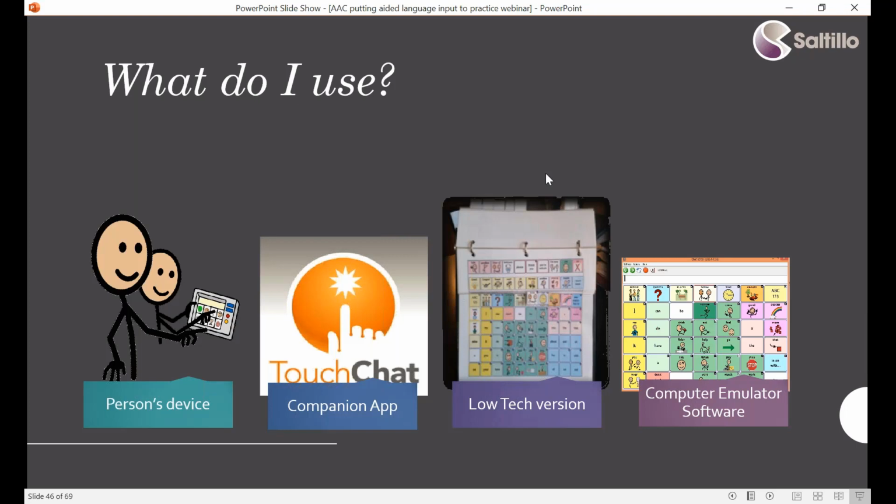Our last option is the computer emulation software. In the case of Saltillo, it's going to be our Chat Editor program. This is a free program anybody can use, and it mirrors those vocabulary files on the device. So if you want something to have on your computer, or if you want to project it to a smart board, this would be one way to do that you could use for modeling.